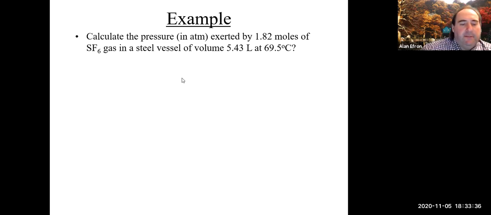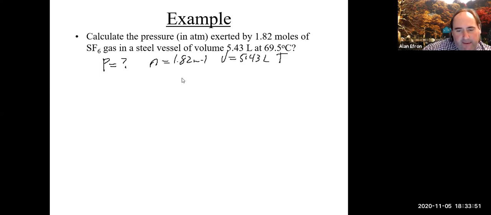Okay, so let's pull out the information here. We are looking for a pressure. We do have moles, which is N. We do have volume, which is 5.43, and we do have temperature, which is 69.5 degrees Celsius. So again, you could really see we pretty much have one of everything. You could probably almost see the ideal gas law there. So the ideal gas law would be pretty much what we would want to use here.